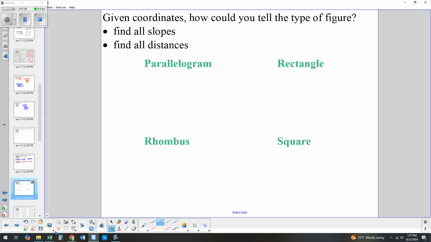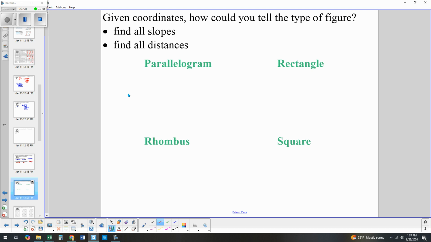All right, the part that I like the best about this section is proving which shape it is on the coordinate plane. And this is going to be similar to how we proved whether a quadrilateral was a parallelogram, but we're going to take it a step further. Instead of just doing 4 slopes or 4 distances or 2 slopes and 2 distances, we're going to do all 4 slopes and all 4 distances.